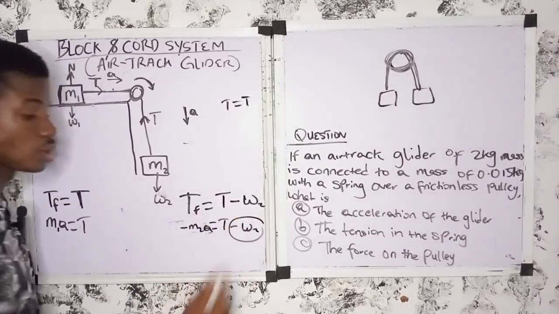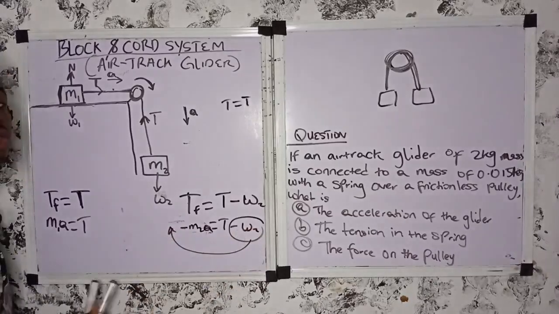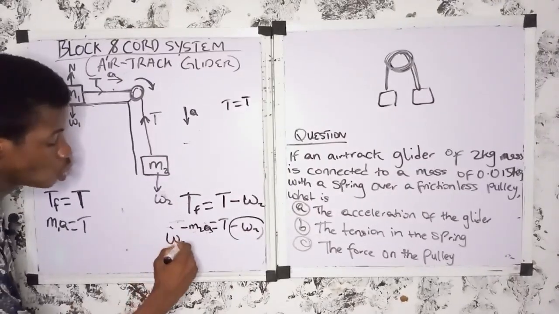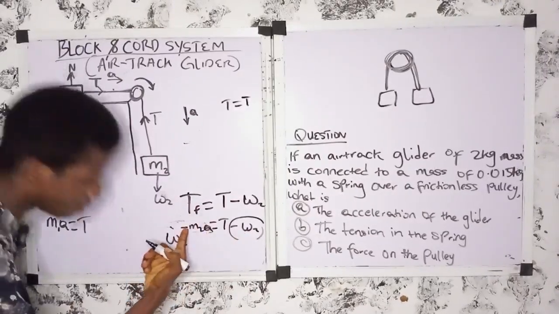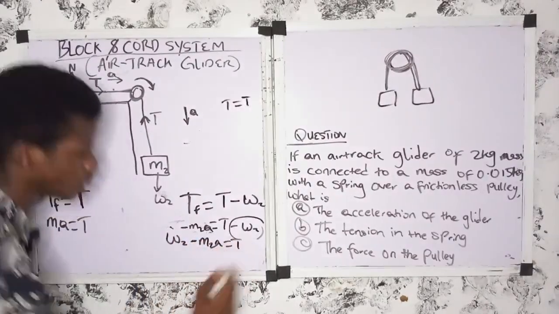Since you want to make the tension stand alone, this minus W2 will be crossed over to this side, and as it crosses, it will turn positive, right? So it now becomes plus W2, then this minus M2A equals the tension, right?